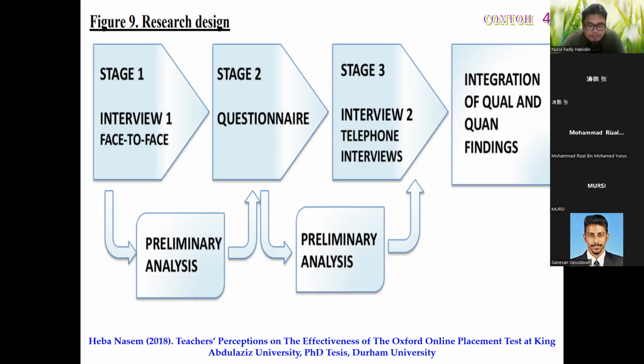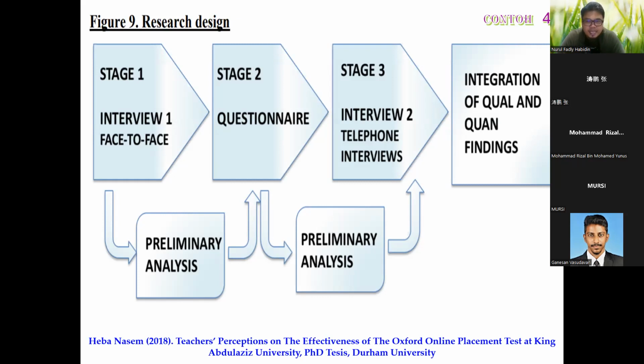In this one from Heba Nasim, they are talking about teacher perception on the effectiveness of the Oxford Online Placement Test at King Abdulaziz University. In this matter, they have three stages. Stage number one is based on the face-to-face interview. Stage number two, they do the questionnaire.